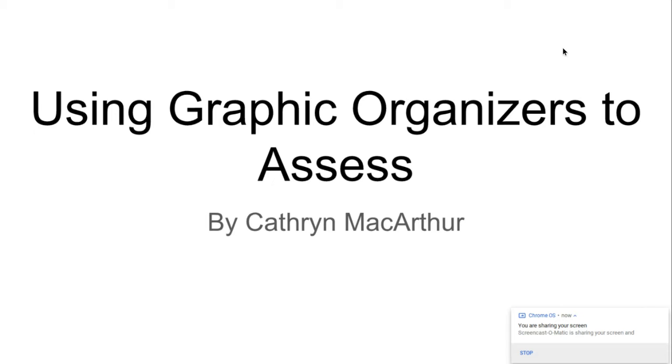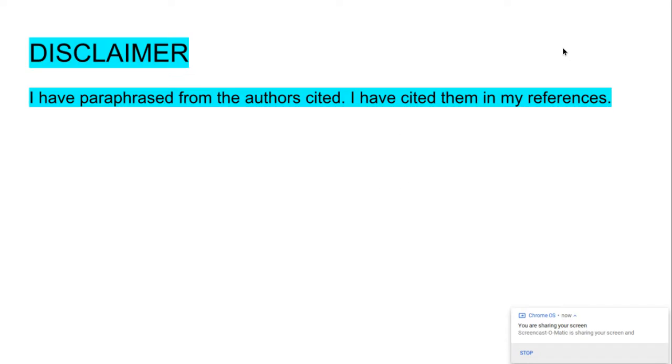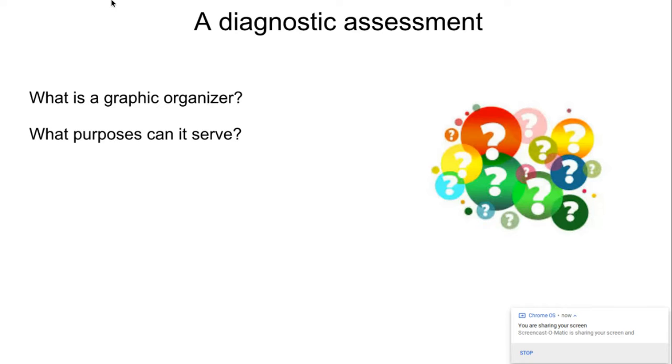Today I am teaching on using graphic organizers to assess. Disclaimer, I have paraphrased from the authors cited. I have cited them in my references. I do not claim any of the information. It is all from my sources.